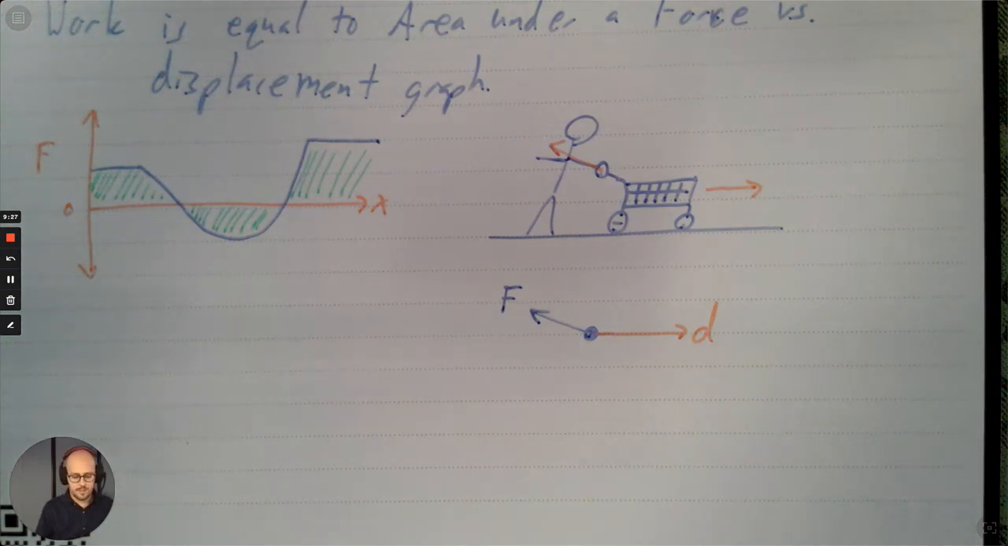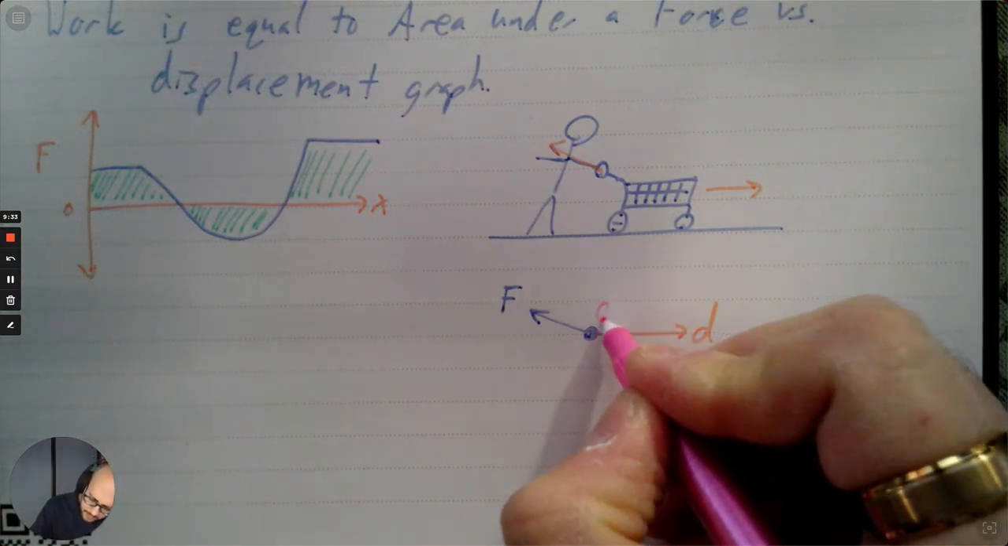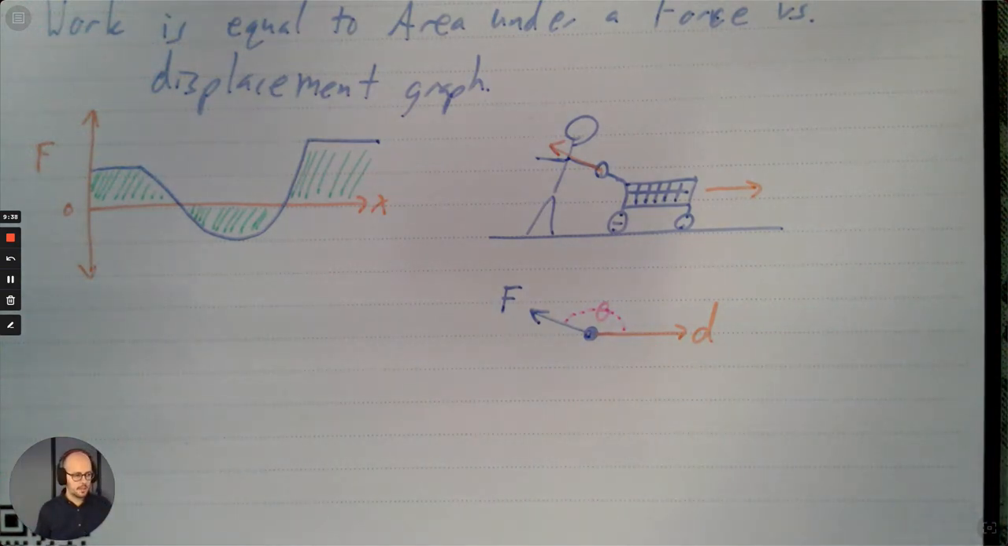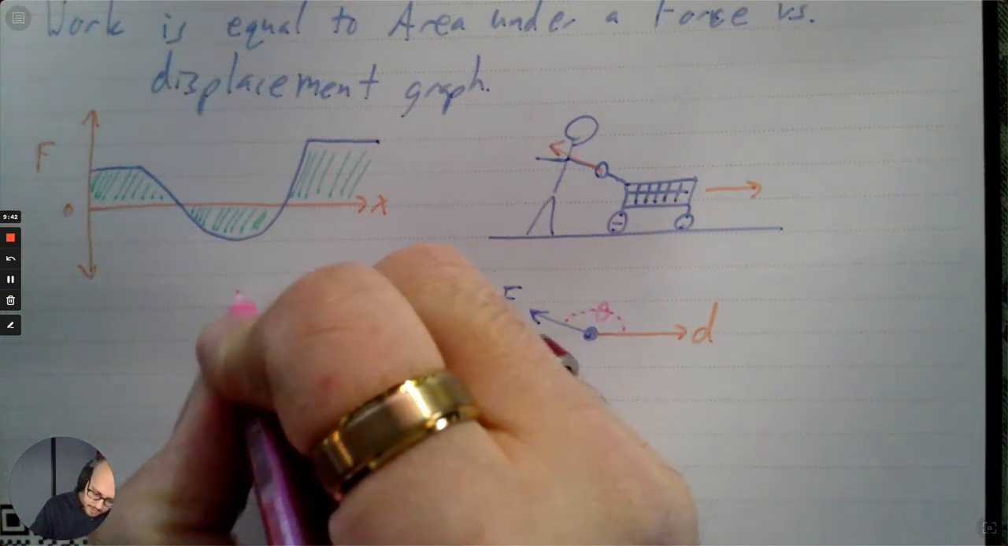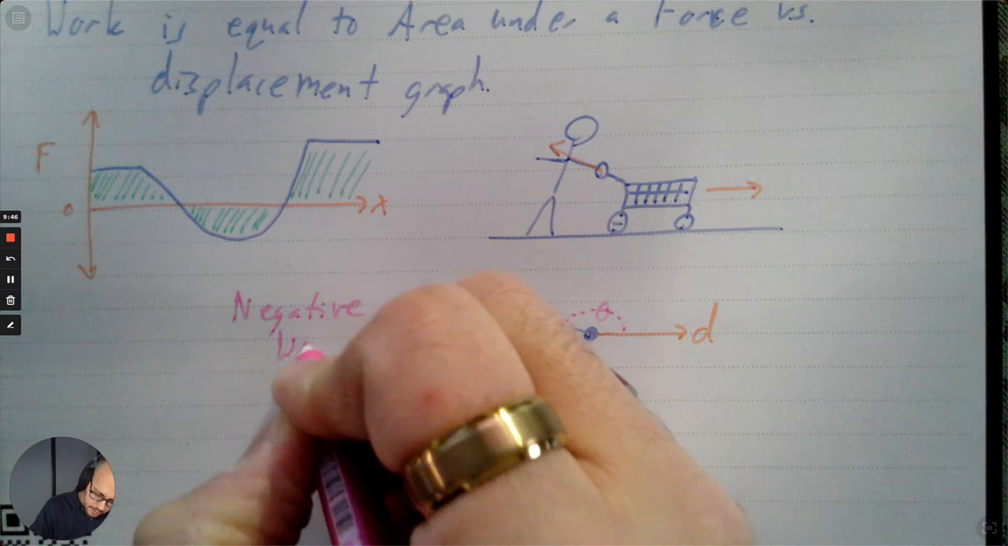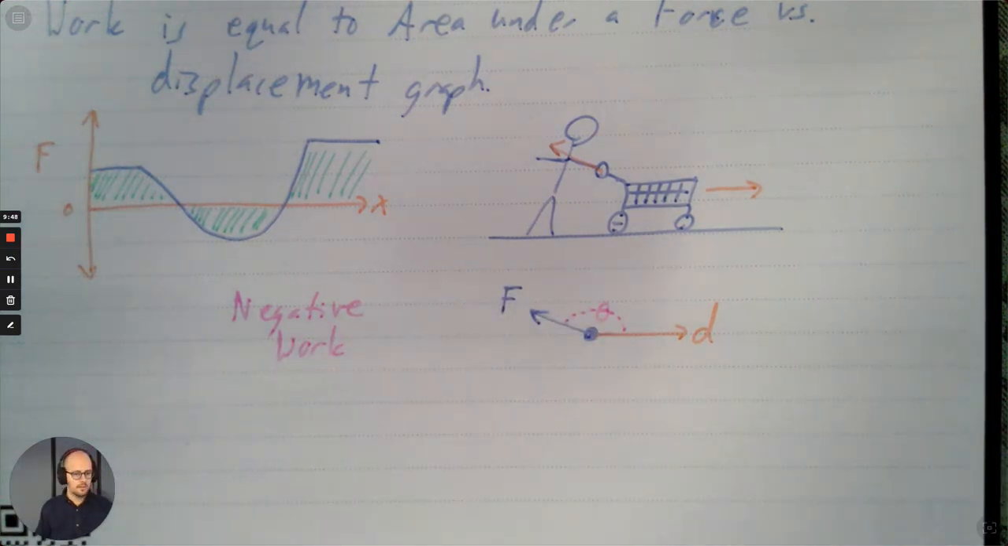So what does that mean? Well, from the strict standpoint of the equation, the angle between the force and the displacement is that. So in this situation, we would say that you are doing negative work on the shopping cart.